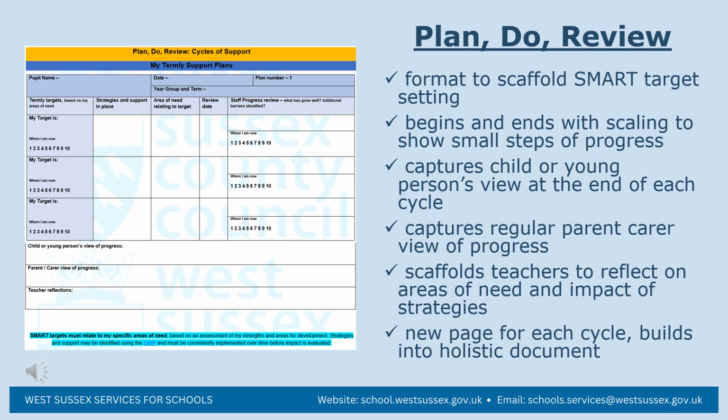For each new plan, you would copy and paste a new target sheet into the pupil's ISP document. This way, the record builds holistically over time, documenting what has come before.